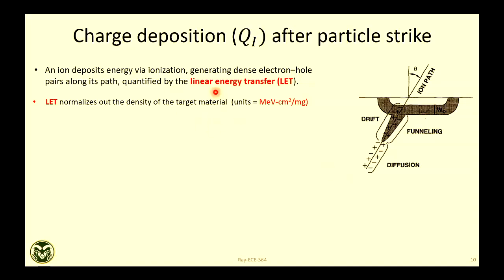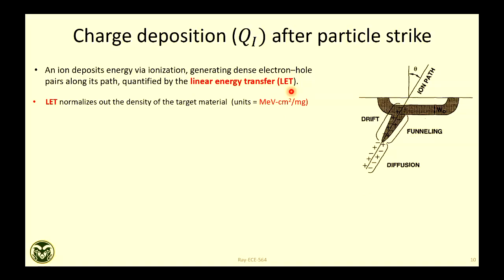So this is one thing. The quantification of this ion, in terms of its energy and how much charge deposition capability it has, we do with linear energy transfer. Along its path, how many electron-hole pairs will be generated? That is the more critical thing from a memory circuit point of view.